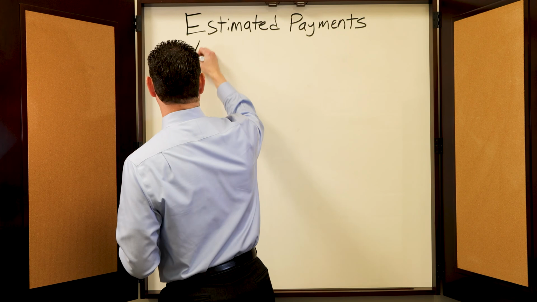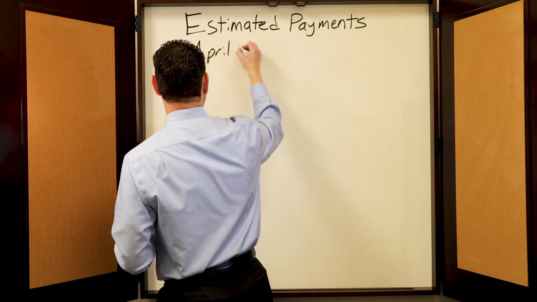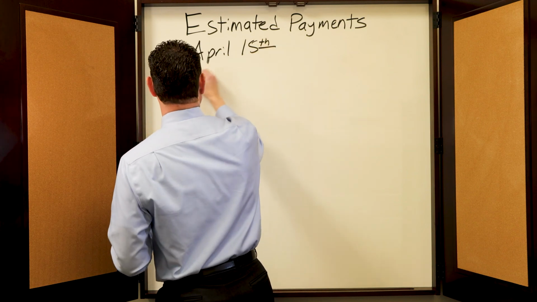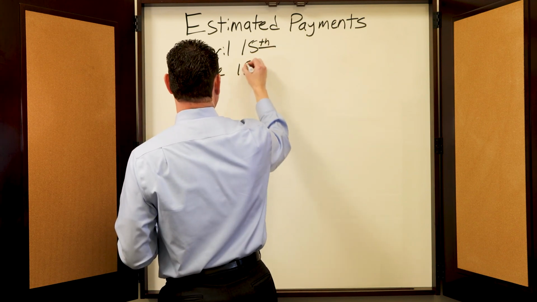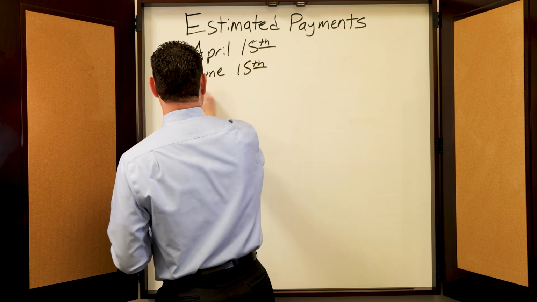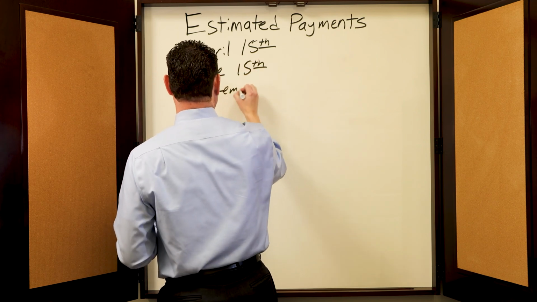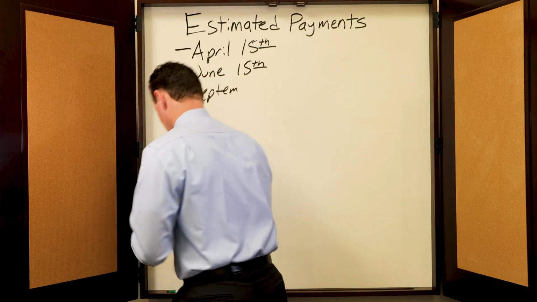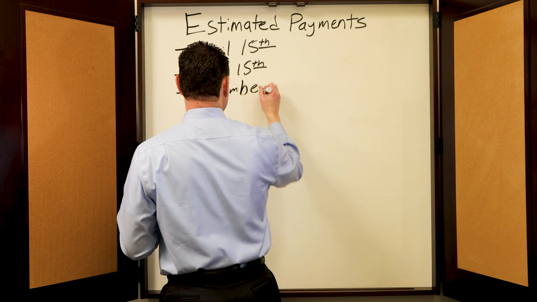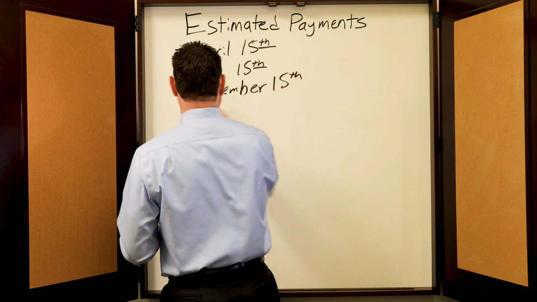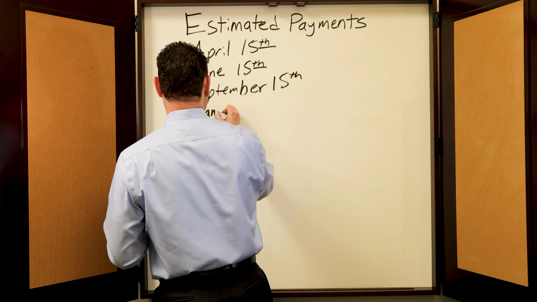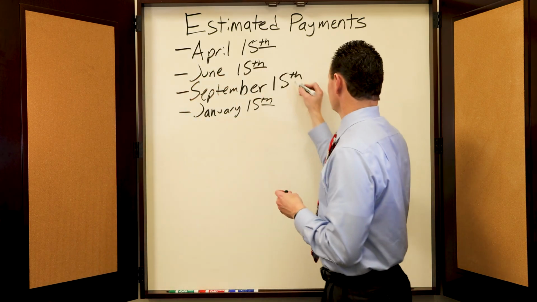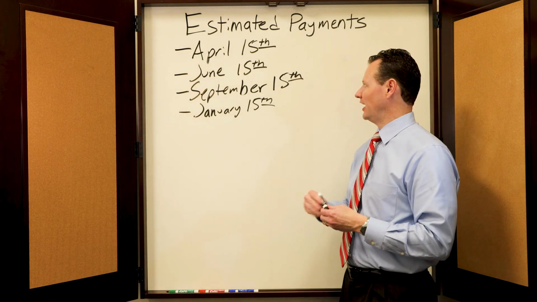There are 4 due dates. They are due, in a typical year, April 15th, then June 15th, September 15th, and then January 15th. So we've got those 4 due dates throughout the year.